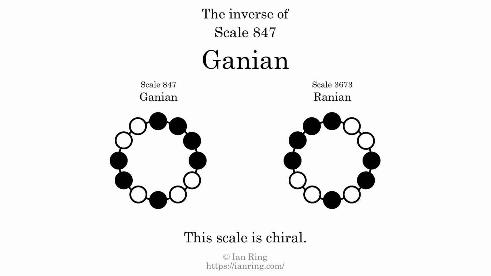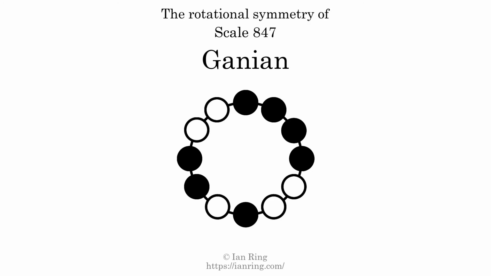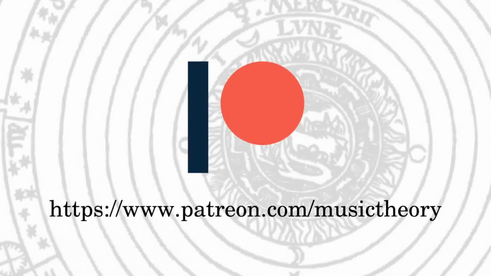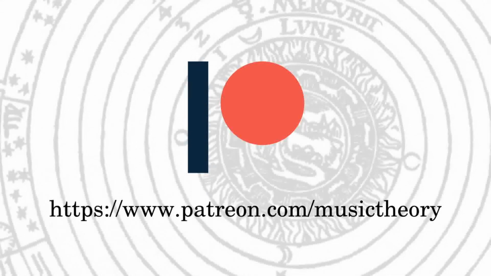The inverse of a scale is a mirror image. It is what you get when the sequence of intervals is reversed. The inverse of this scale is scale 3673, also known as Ranian. This scale is chiral. It cannot transform into its inverse by rotational transformation. This scale has no rotational symmetry. For even more detail about this scale, visit ianring.com/musictheory/scales/847.